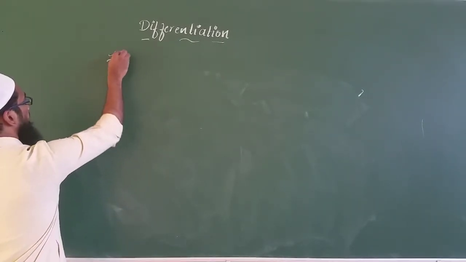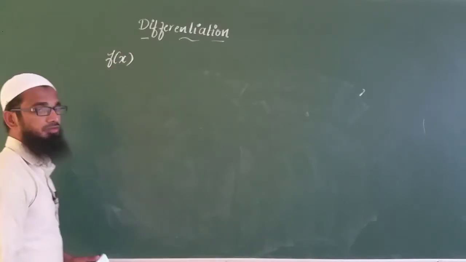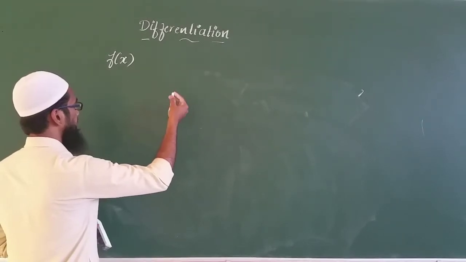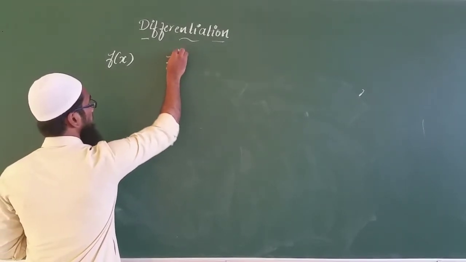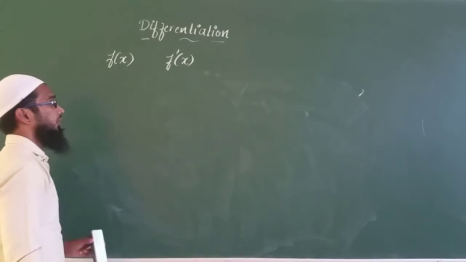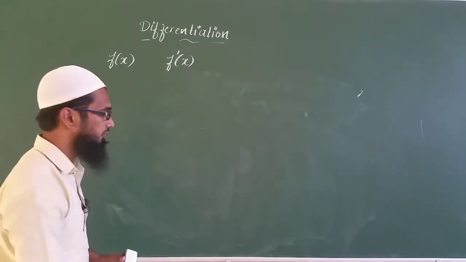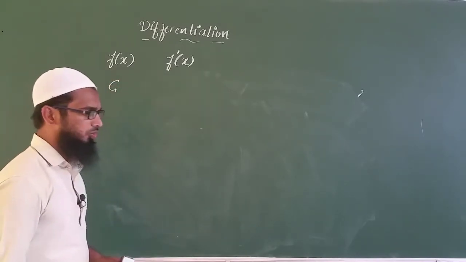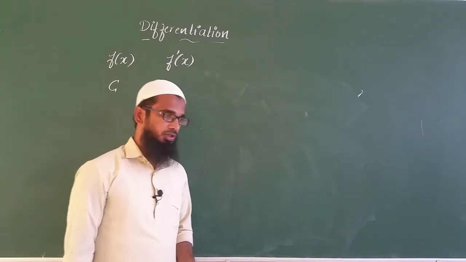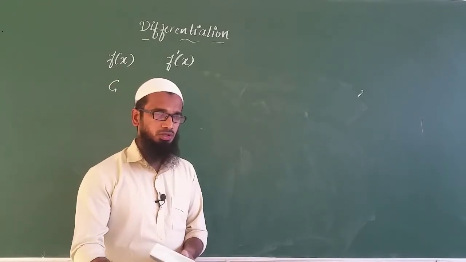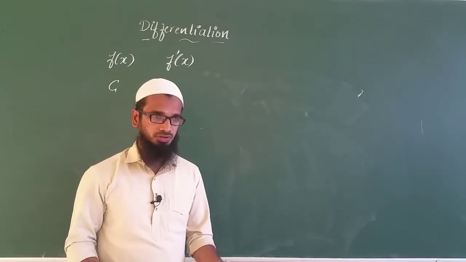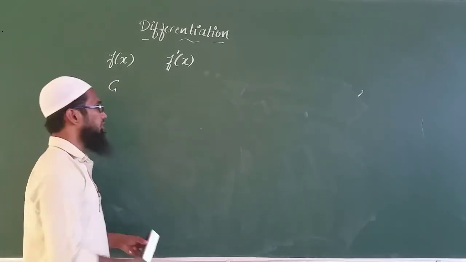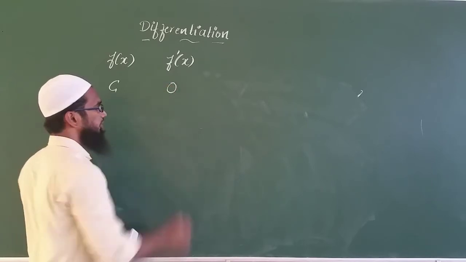For example, if I take this as our given f of x, a function of x, I need to differentiate it with respect to x, so I can take this as f dash of x. That's nothing but the derivative of the given function. Now for example, if I take the constant c, the value of that particular constant will not change. So the derivative of any constant is always 0.